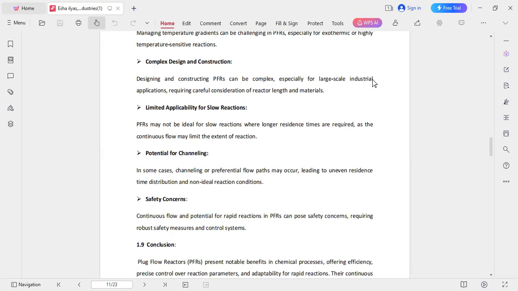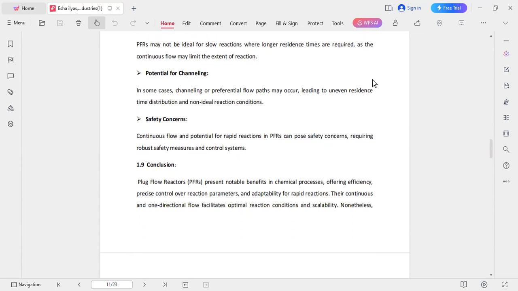Number seven, safety concerns. Continuous flow and potential for rapid reactions in plug flow reactors can pose safety concerns requiring robust safety measures and control systems. Now I will conclude on these plug flow reactors.